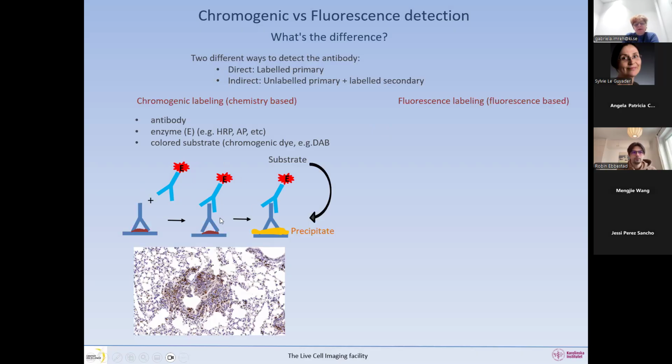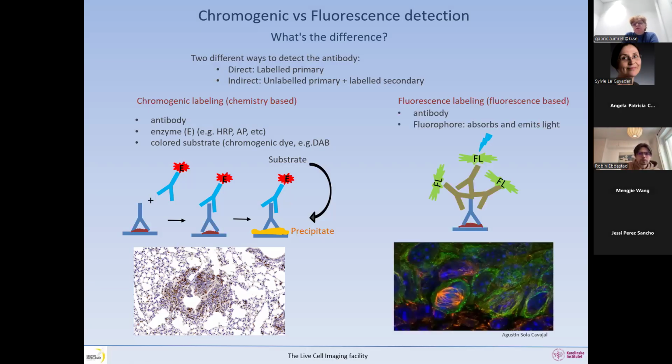After the primary and secondary antibody, we perform the reaction, we can add a substrate, and we will get a precipitate where we have the primary and secondary pair together. And it's quite easy. Usually, this is the kind of image you get when you look in the microscope. You can see where the precipitate is.